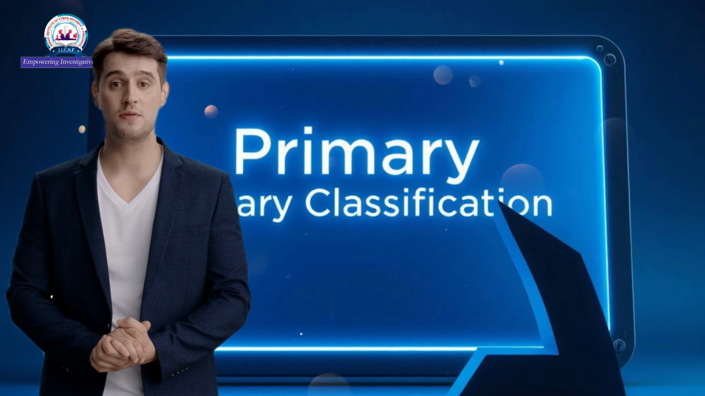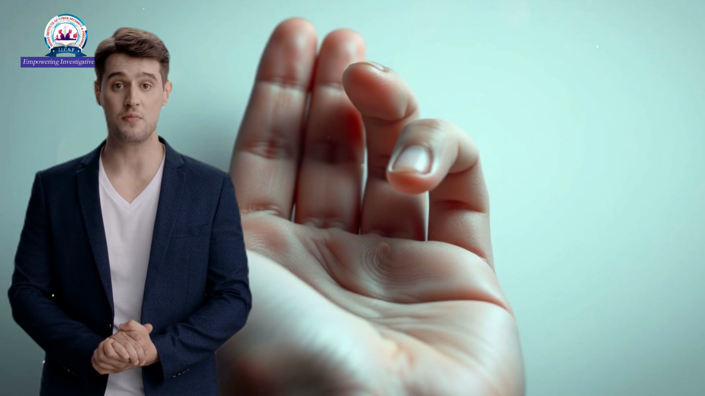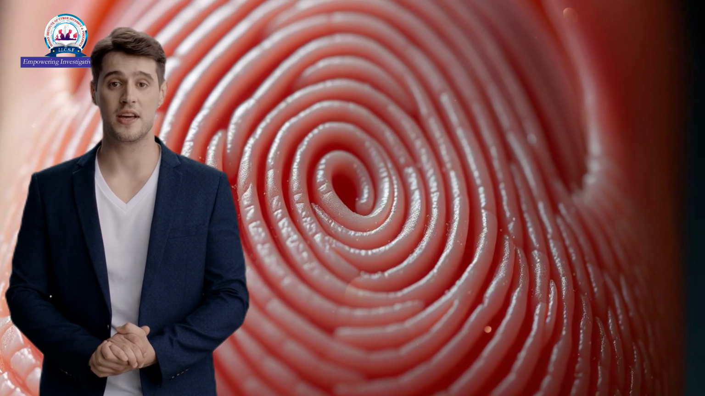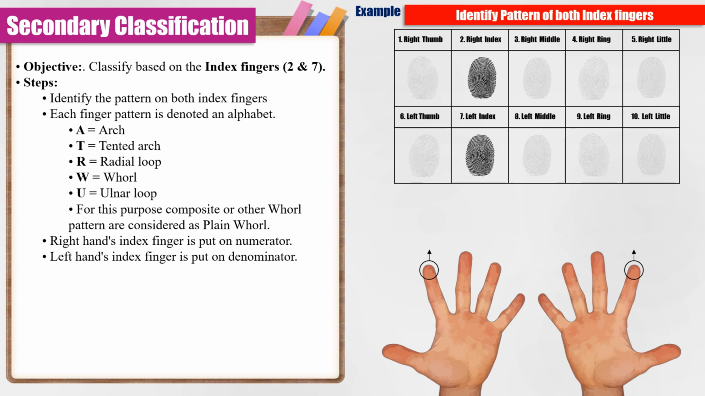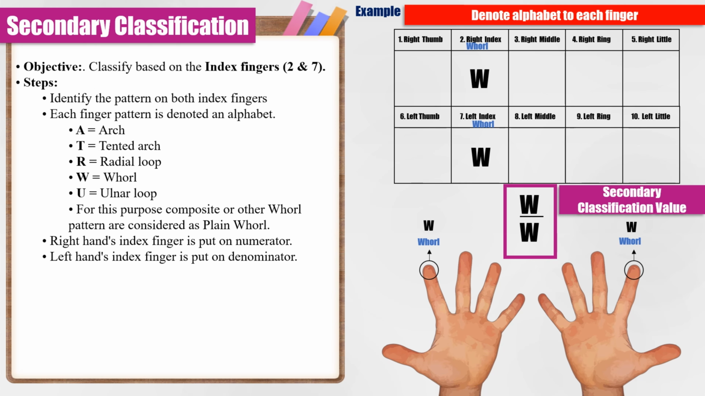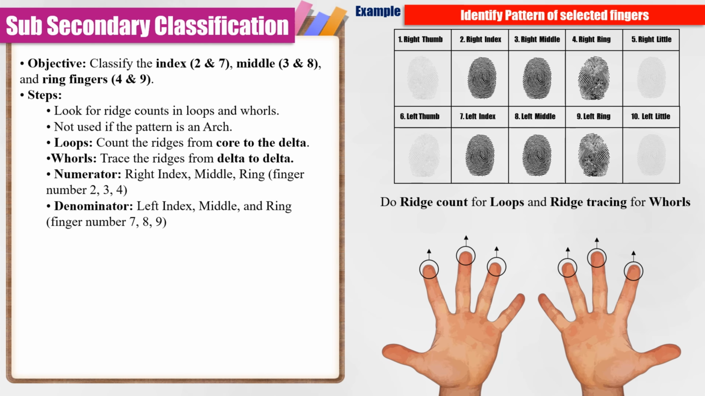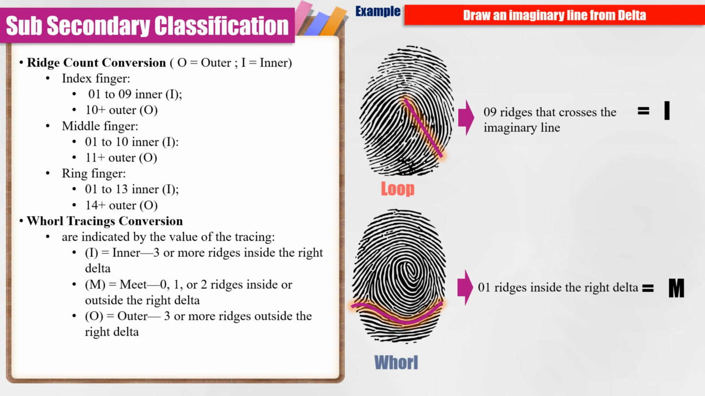But wait, there's more to it. The 10-digit classification system goes beyond just the primary classification. The complete process is divided into 7 classifications. Let's break them down quickly. Secondary classification: this is where specific characteristics of the right and left index fingers are considered.